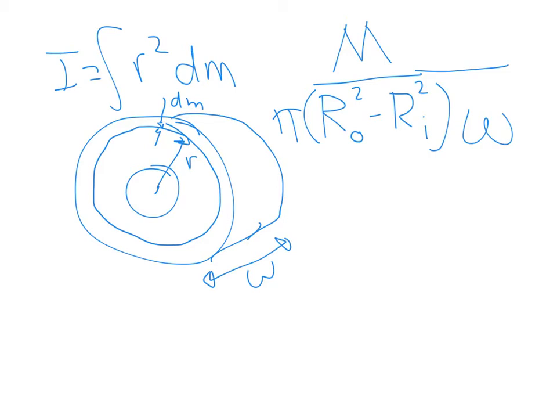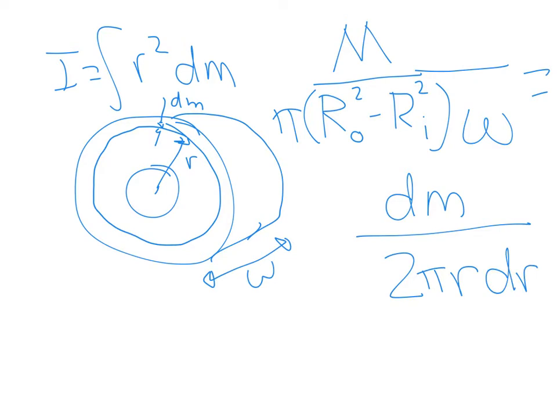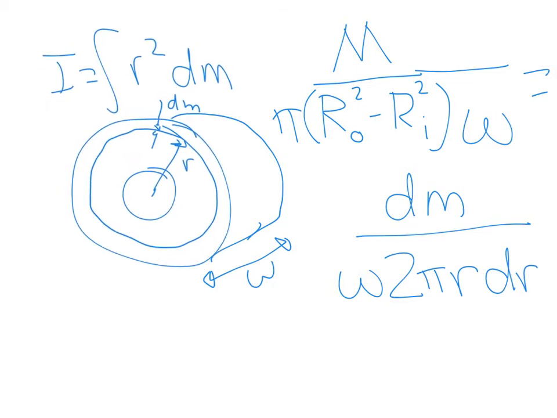And so if it's uniformly distributed, the density should be the same everywhere, which means that this ratio should be the same as the ratio of the infinitesimally small mass over the volume of that infinitesimally small mass. Right, and so the trick to figuring out the volume of that, and this is kind of a shortcut, is essentially 2 pi r dr.